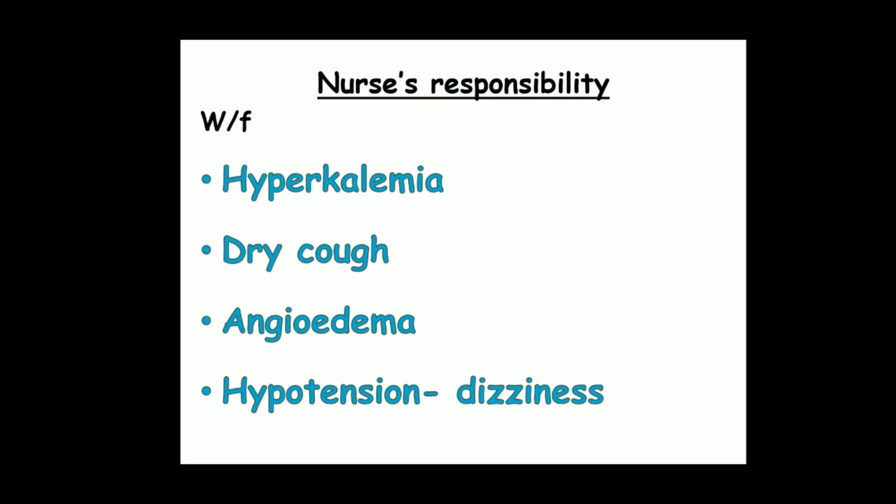That's all. These are the main things, and commonly asked questions from this area are hyperkalemia and dry cough. And remember, the pillars of the RAS mechanism are renin, angiotensin 2, and aldosterone.